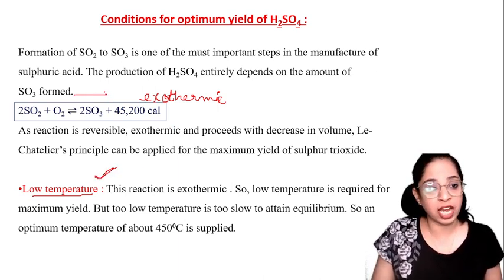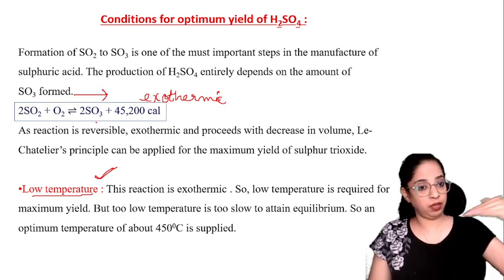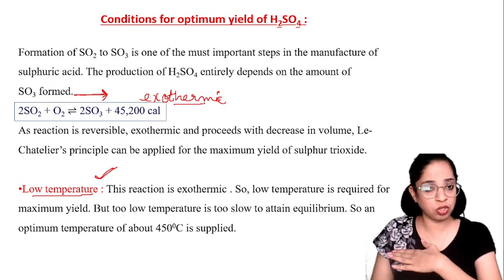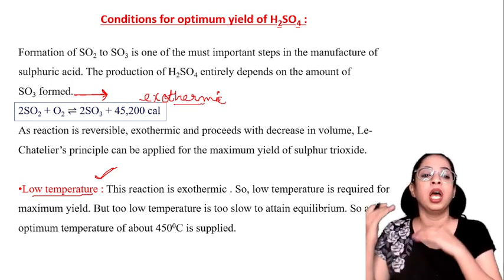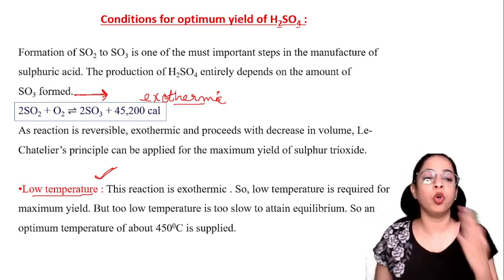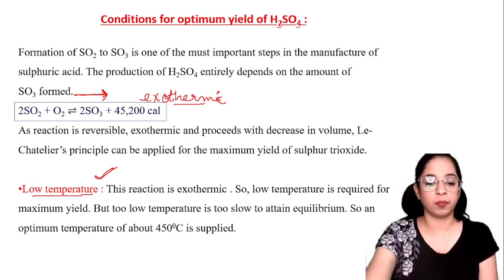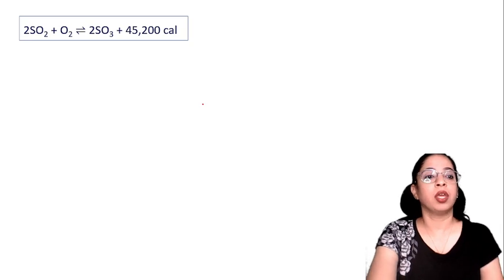If this forward reaction is to be favored, and this is an exothermic reaction, then it has to be at a low temperature. If we maintain low temperature, then the exothermic reaction will be favored. Okay, now see the reaction, remember the reaction again.